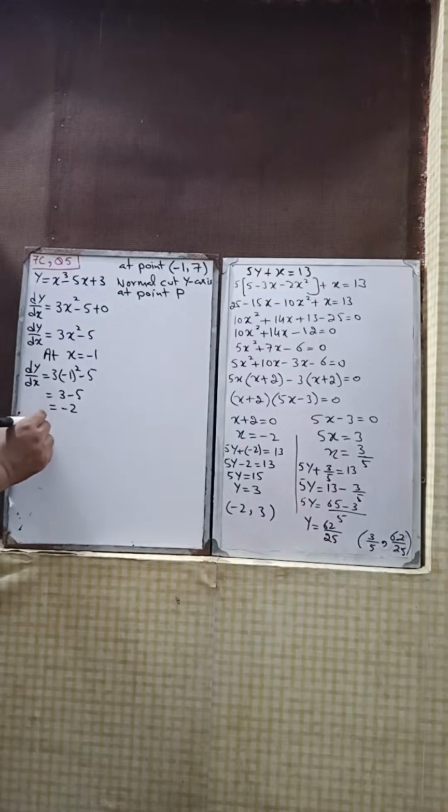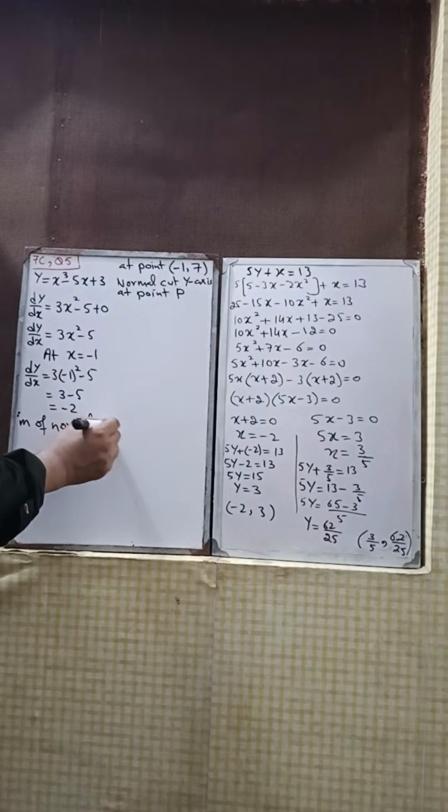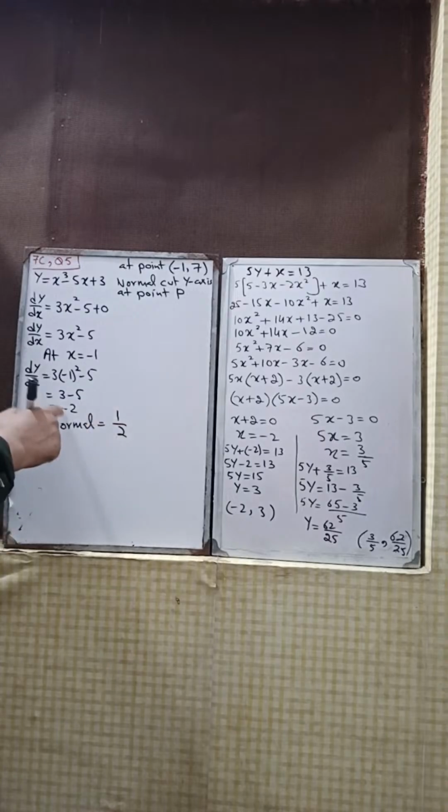The gradient of the normal will be 1/2. This is the gradient of the tangent. The gradient of the normal will be the reciprocal of this, and we change the sign, because the normal and the tangent are perpendicular to each other. So now we will find the equation of the normal.